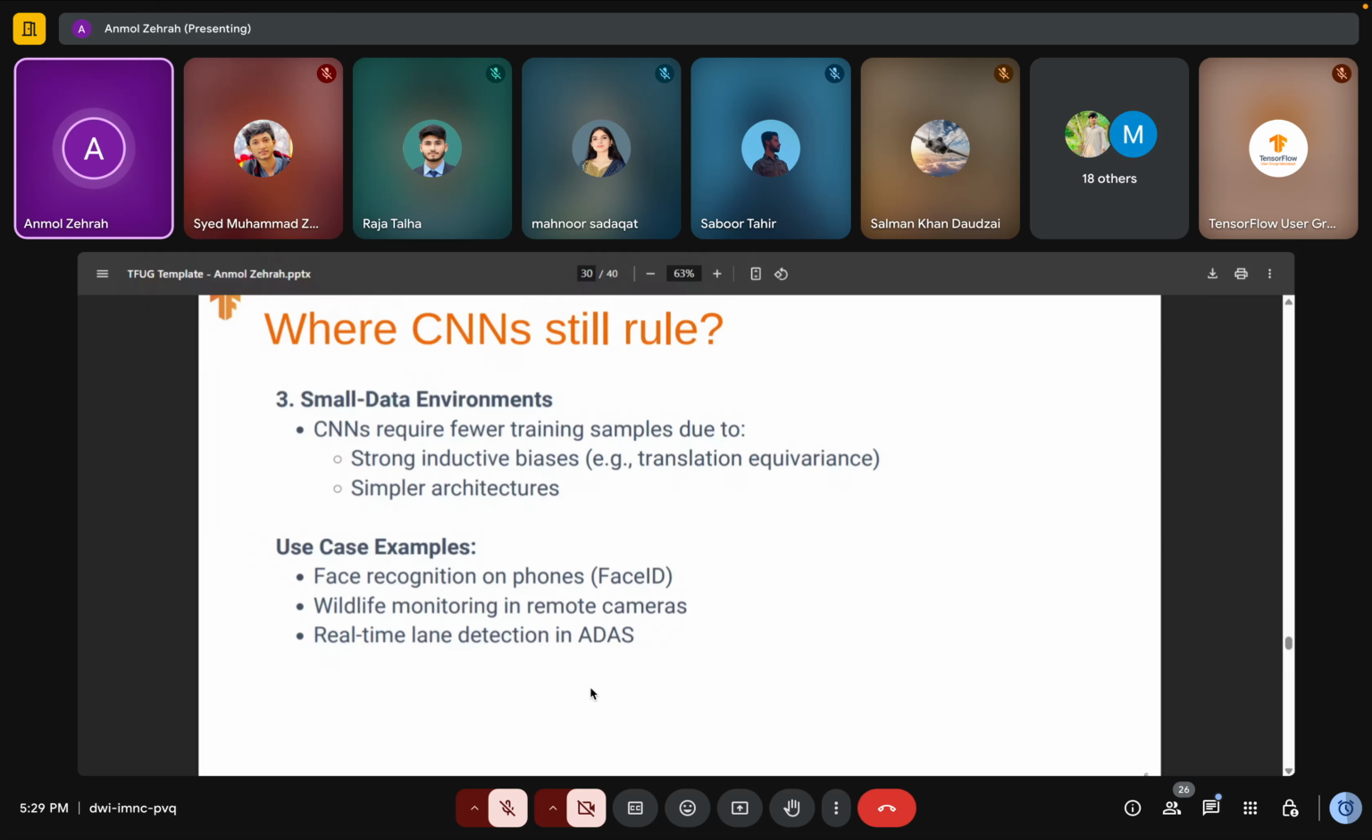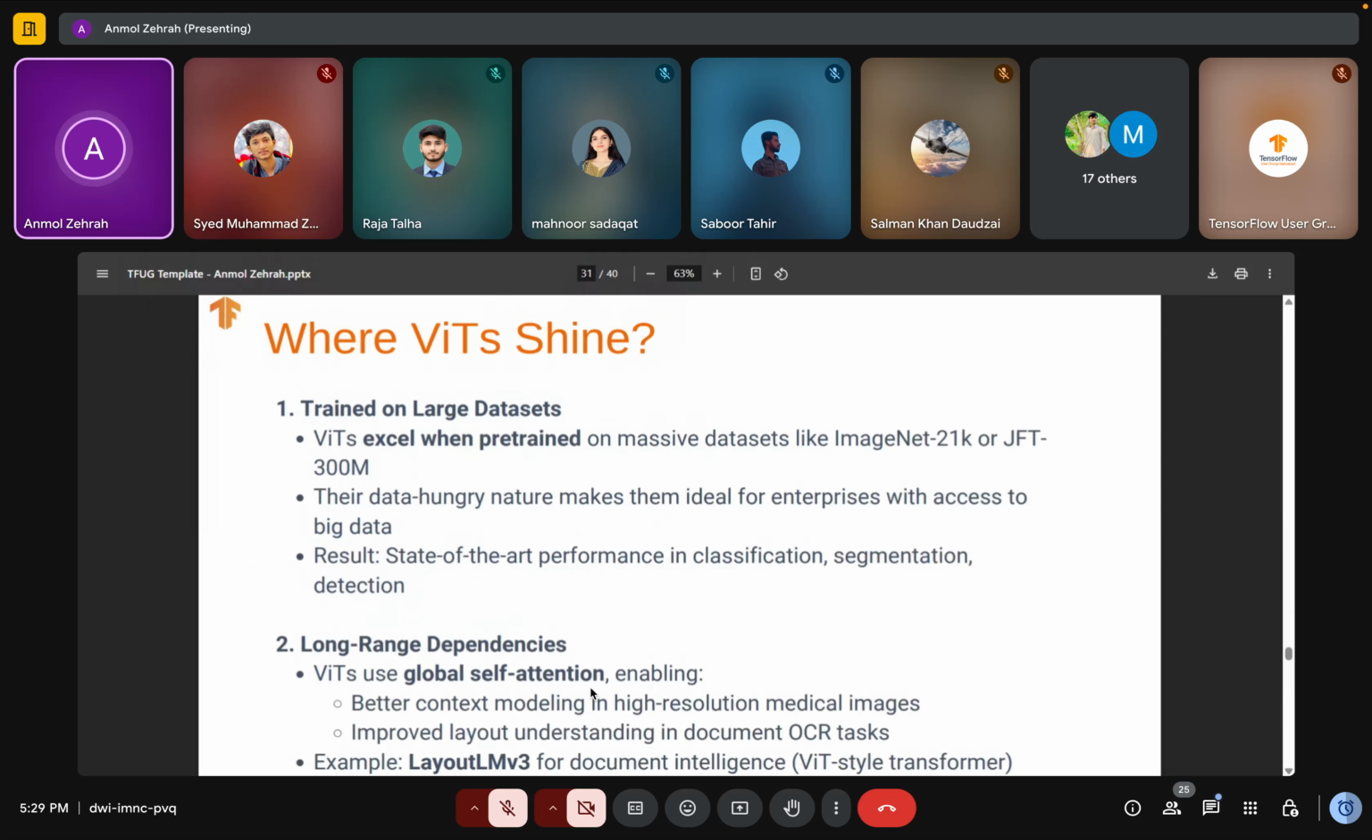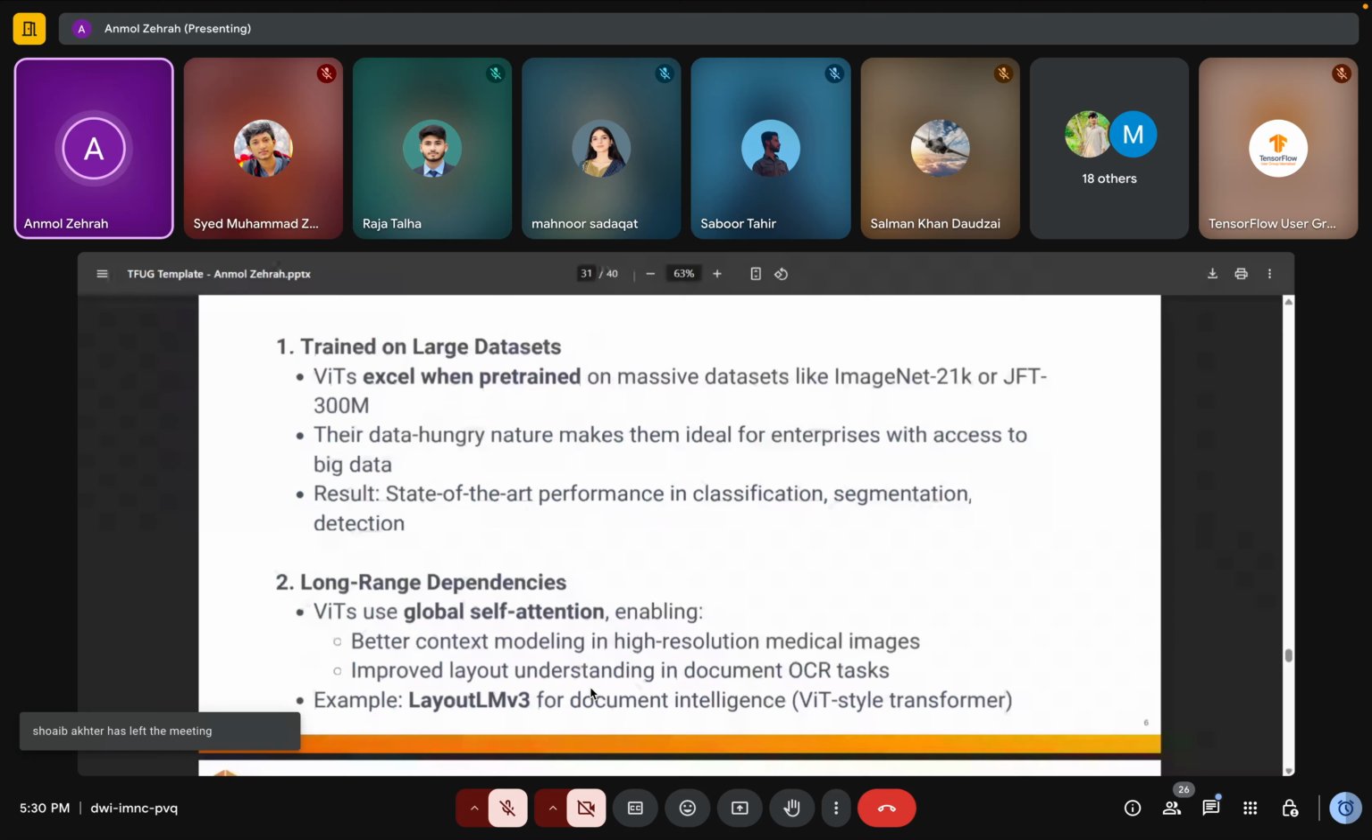But where are ViTs shining? Vision transformers excel in areas where we have very large datasets or very complex dependencies. ViTs perform the best when they're pre-trained on datasets like ImageNet-21K, so they are best suited for enterprises which have a very large amount of data. They give state-of-the-art results in classification, detection, and segmentation, in all applications where you have a lot of data. And because we're using the transformer architecture, long-range dependencies are also very well captured, thanks to the global self-attention mechanism.